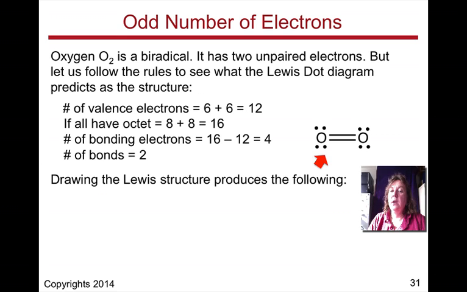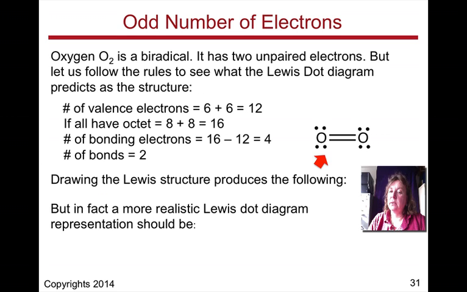Double bonds, and then that means that that's accounted for 4 of the electrons. So 12 minus 4 is 8. That means there's lone pairs. Putting them on 2 lone pairs on each of the oxygen gives us our octet for oxygen. But if we actually look at the properties of O2, it shows that it is a biradical. There are 2 unpaired electrons.